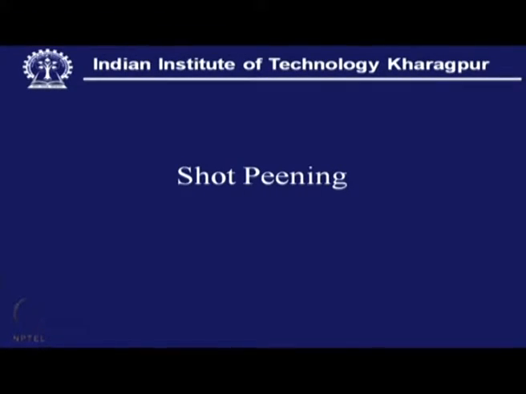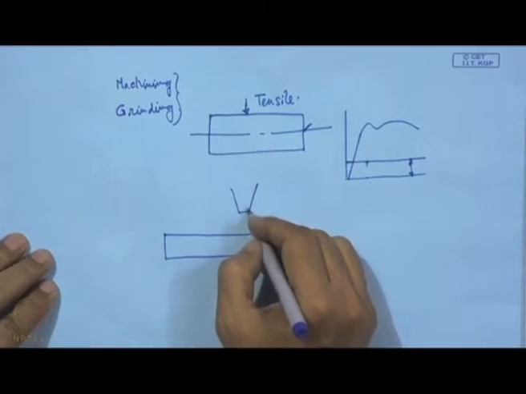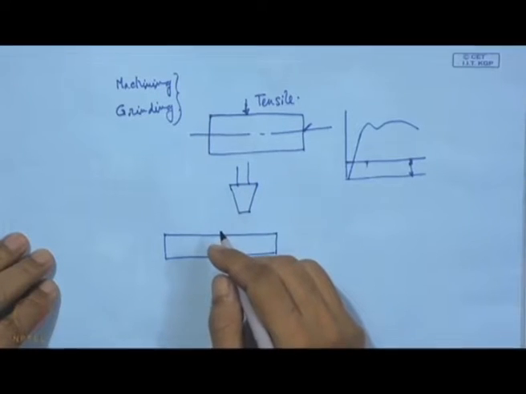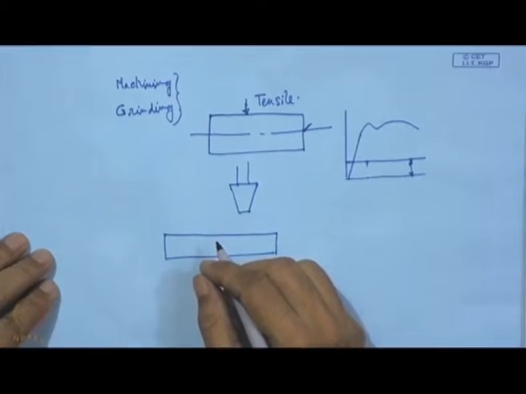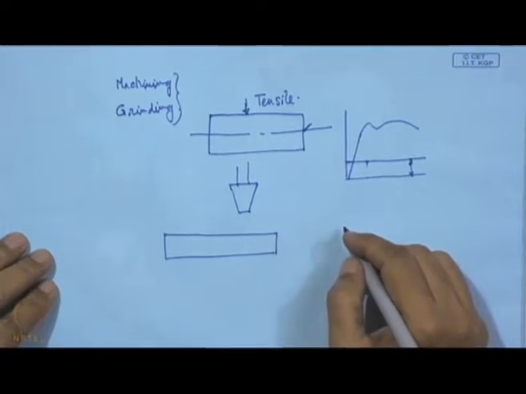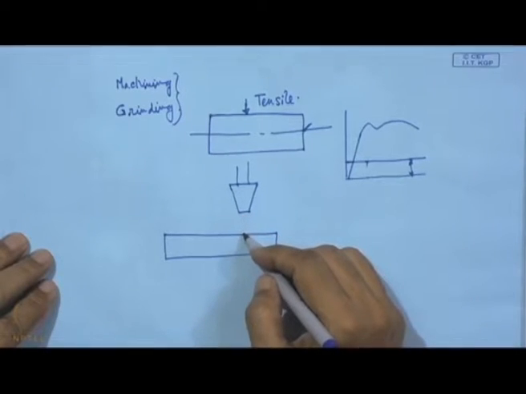Actually, in shot peening what is done on this surface, with a nozzle, these glass balls or steel balls or similar material, having a size ranging from a few fractions of a millimeter to a few millimeters, impinge on this surface.